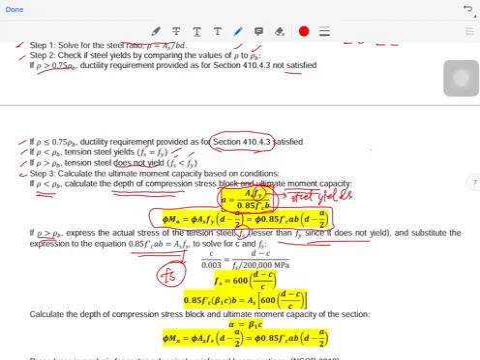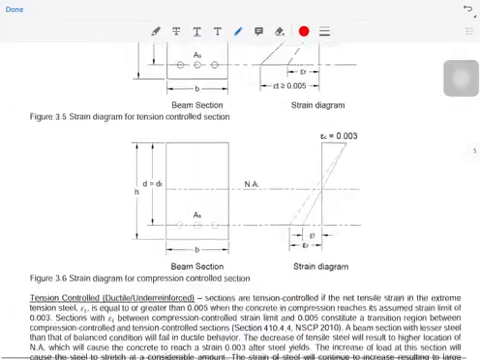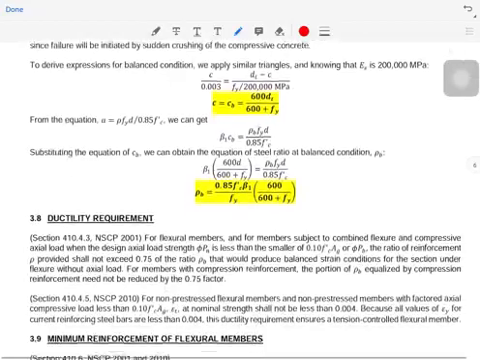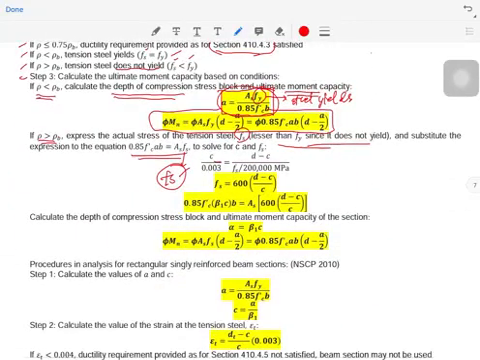So we will solve fs now by solving c first, wherein c over 0.003 is equal to d minus c over fs over Es of the steel, which is 200,000 MPa. This is simply a ratio and proportion in the illustration. This is c, then this is d minus c, and this is fs over Es, that is your strain for the steel. Simplifying, you have fs now, which is equal to 600 times d minus c over c.